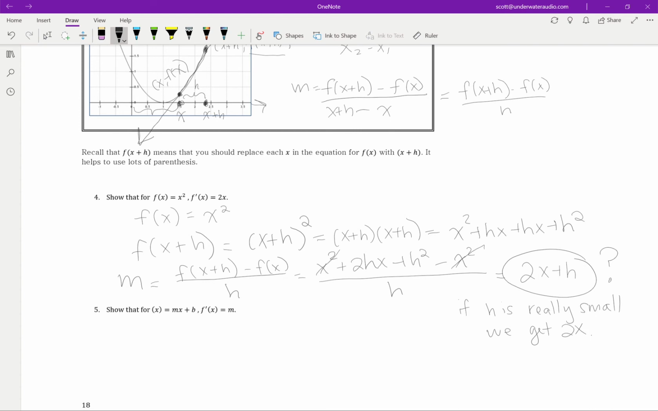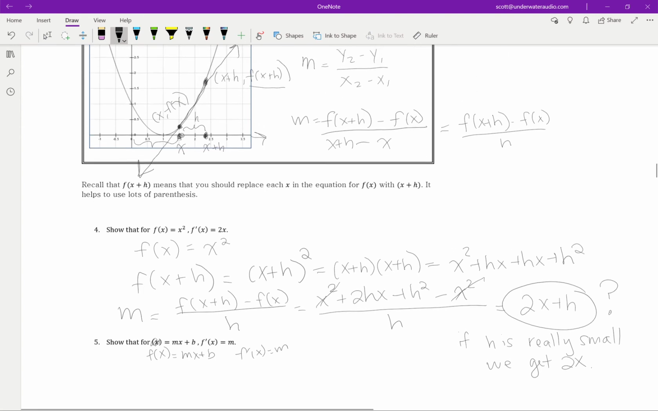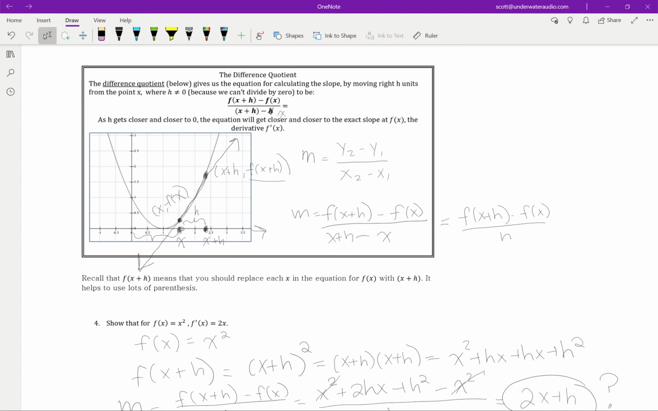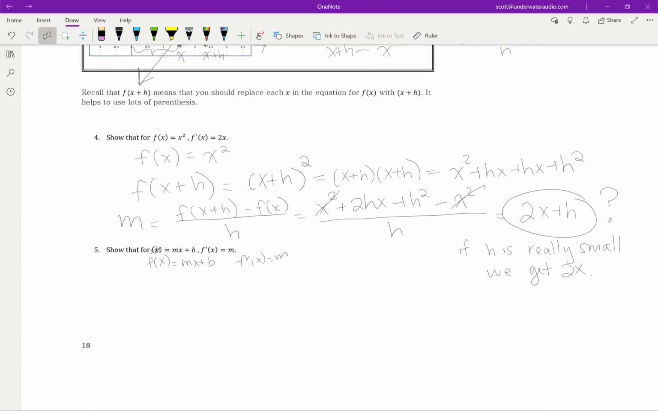Let's try number 5. So this time we're supposed to show, oh, I'm missing an f here. We're supposed to show that for f of x equals mx plus b, the derivative is m. So let's kind of see if we can put a whole bunch of stuff together. So this equation up here gives us the slope. The difference quotient is giving us the slope. Earlier, in a different video, we talked about how the derivative is the slope. So we're going to try to use the difference quotient to get this idea out.